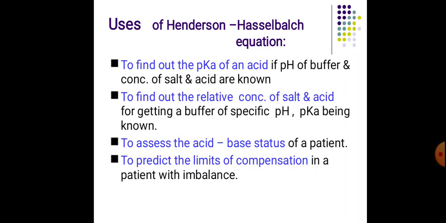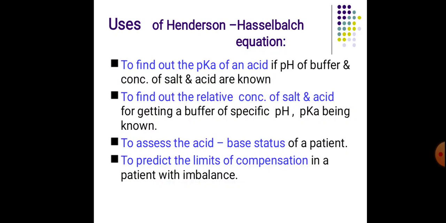So, here are the uses of Henderson-Hasselbalch equation. To find out the pKa of an acid if pH of the buffer and concentration of salt and acid are known. And to find out the relative concentration of salt and acid for getting a buffer of specific pH, pKa being known. To assess the acid-base status of a patient and also to predict the limit of compensation in a patient with imbalance.